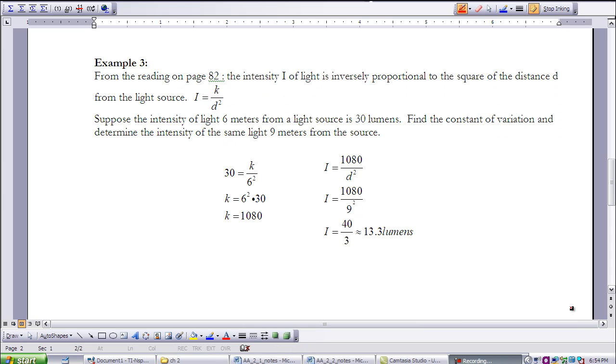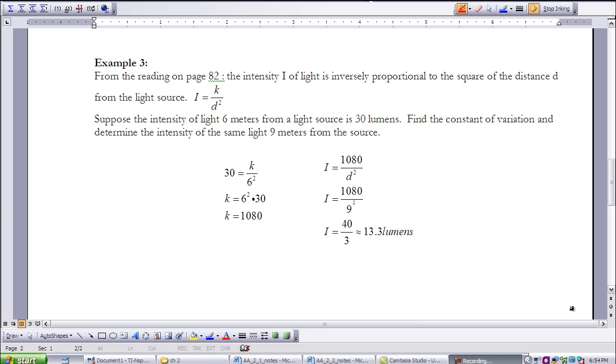The formula from example 3 comes from page 82 in your reading. The intensity I of light is inversely proportional to the square of the distance D from the light source. So I equals k over D squared. So I want you to suppose the intensity of light 6 meters from the light source is 30 lumens. Find the constant of variation and determine the intensity of the same light 9 meters from the source.